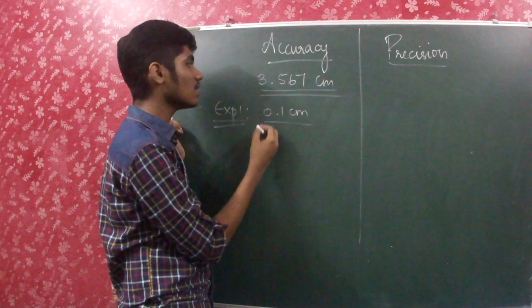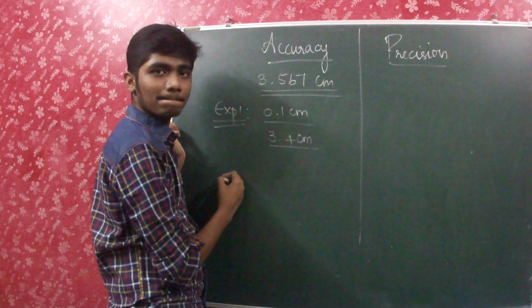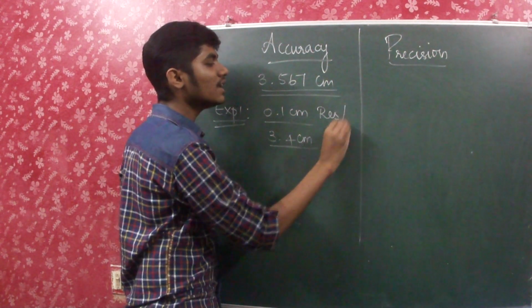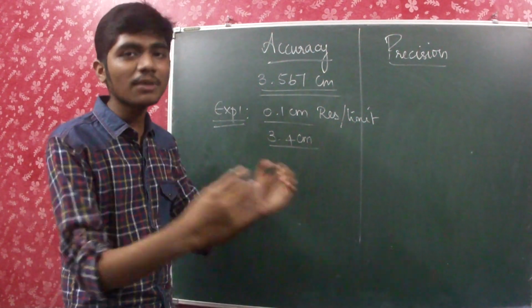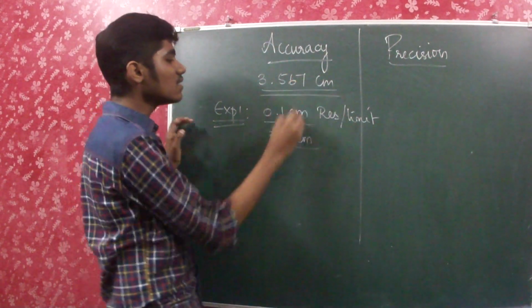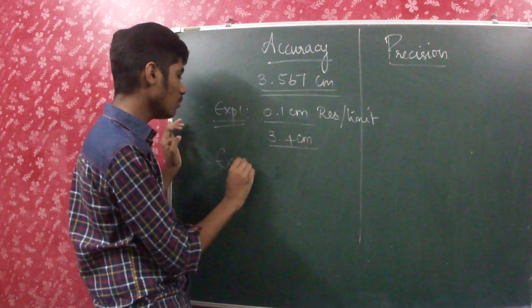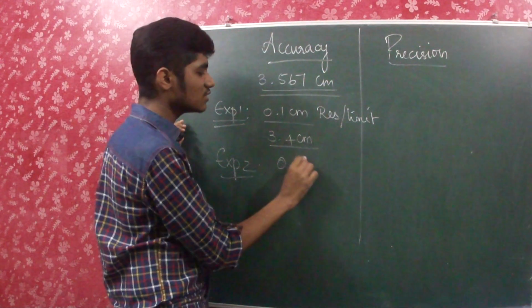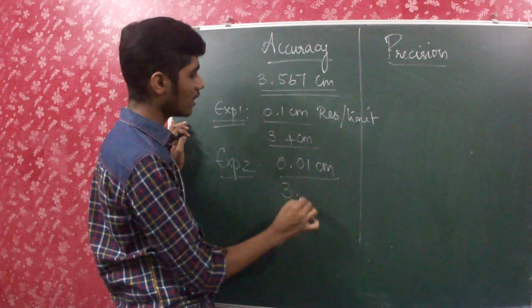So now when I measure, the answer comes out to be 3.4 centimeter. Okay, so this is the resolution or the limit to which the instrument can measure. And then this is the value which I have got. And in experiment 2, I am increasing the resolution to 0.01 centimeter, and then I am getting the answer as 3.3 centimeter.